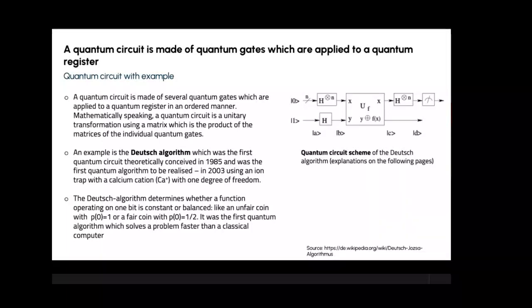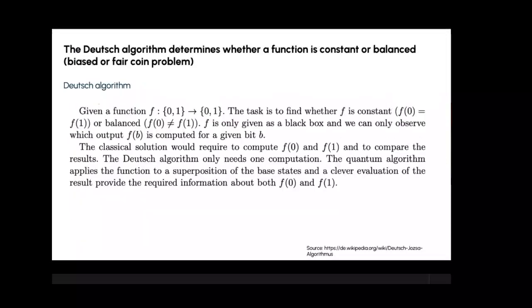But it was the first quantum algorithm which solved the problem faster than a classical computer, because in the classical computer you need to look at both sides of the coin. So you need two measurements. And here you only need one measurement, because you measure the entangled state. So the task is to find whether f is constant, so f of 0 is 1, or balanced, f of 0 is not 1.